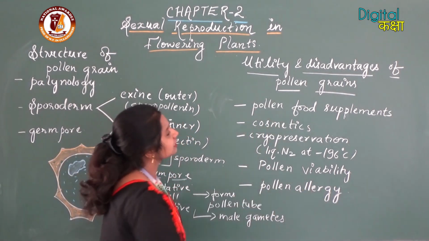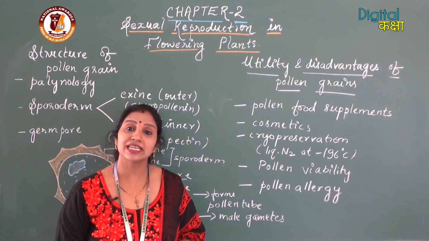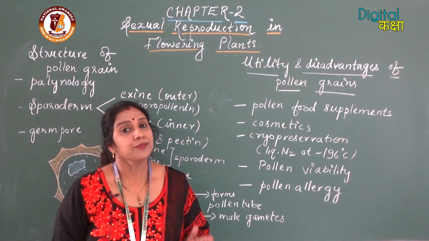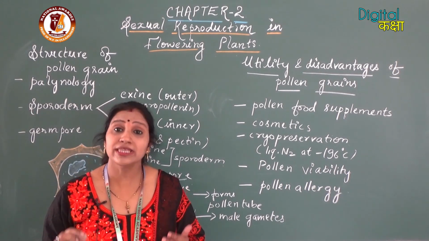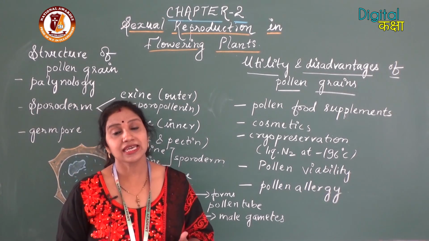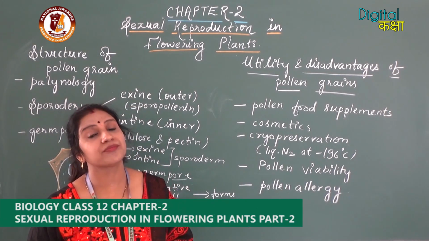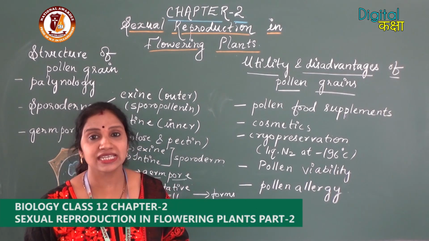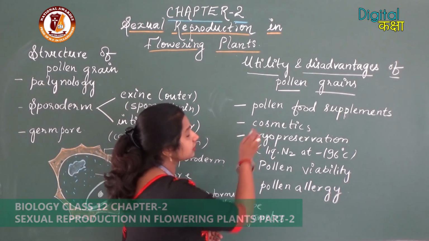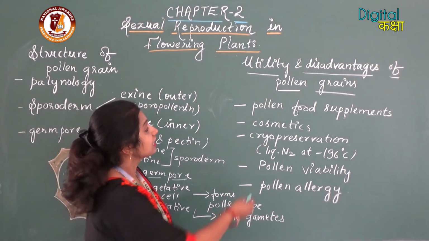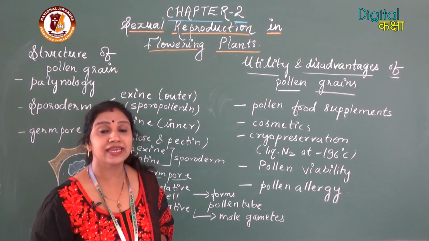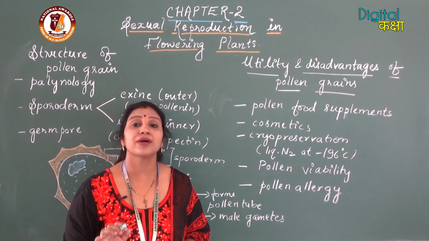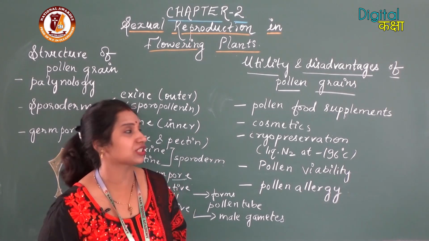Now, second is the use of pollen grains in cosmetics. Mainly pollen creams are being made. These pollen creams protect the skin from harmful UV radiations. So the pollen grains are being used in cosmetics, mainly in pollen creams, which protect the skin from harmful UV radiations.